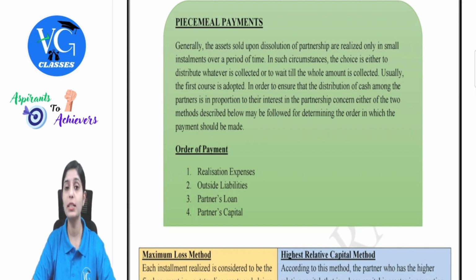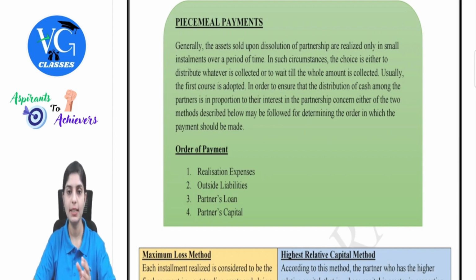Piecemeal payments. Now, what does this piecemeal payment mean? Logically think, till now whatever we discussed was we will clear the balance sheet, sell off the assets and pay off the liabilities. But practically think, do you wonder that every asset present in the balance sheet will be sold at one shot? Definitely not.